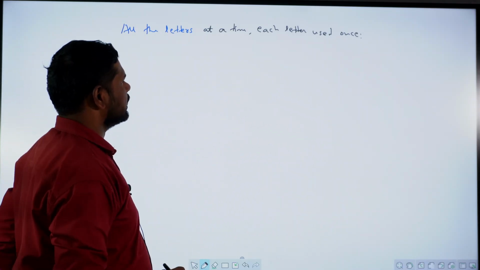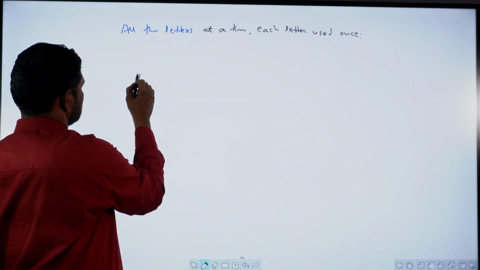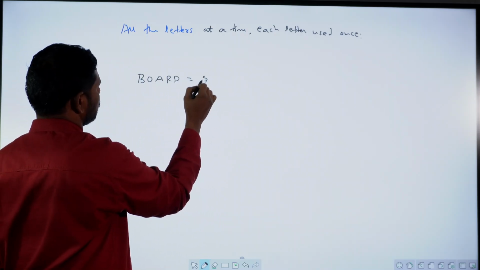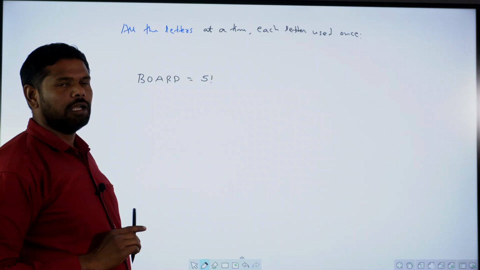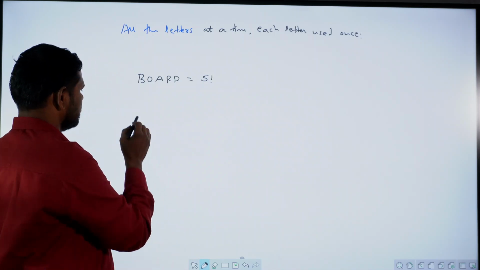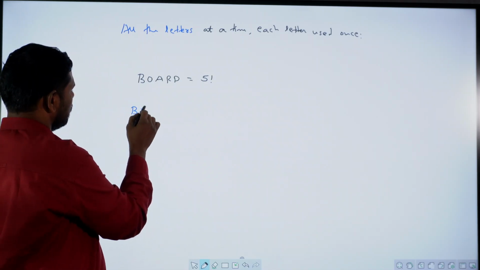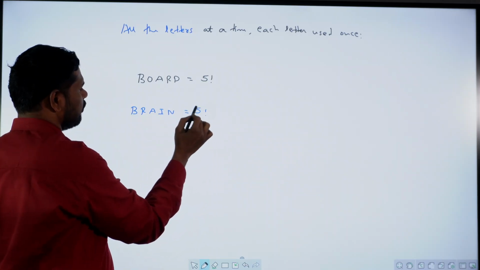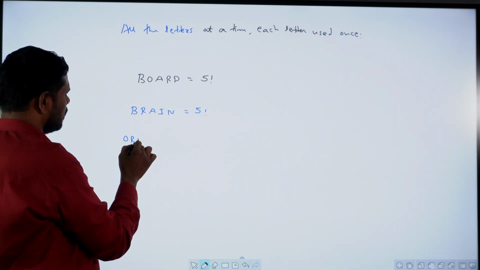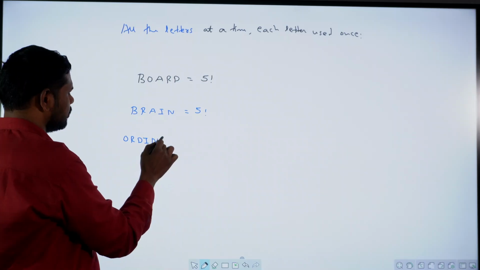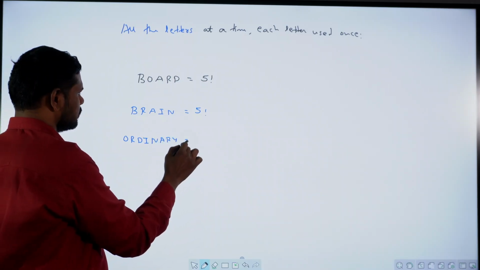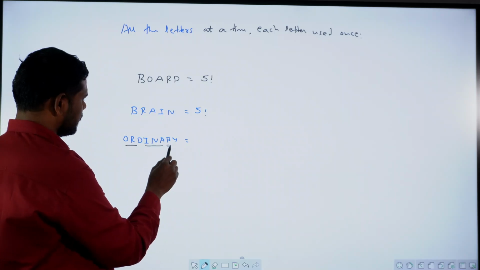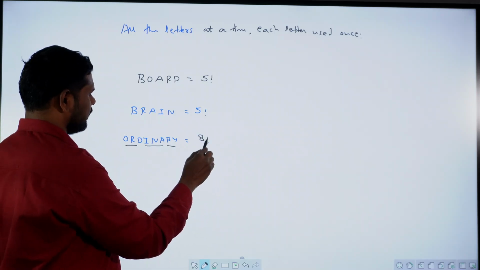First, all the letters at a time, right? Some cases we already saw. BOARD, in how many ways? 5 letters are there, all at a time, 5 factorial. Suppose BRAIN, again 5 letters, 5 factorial. Suppose ORDINARY. How many ways? 3 plus 3 is 6, plus 2, 8. 8 factorial ways. That's clear.